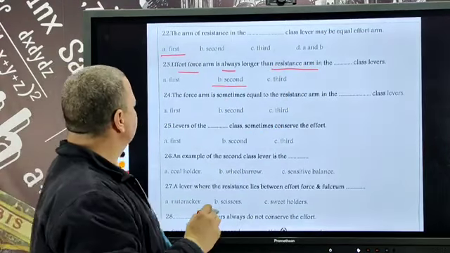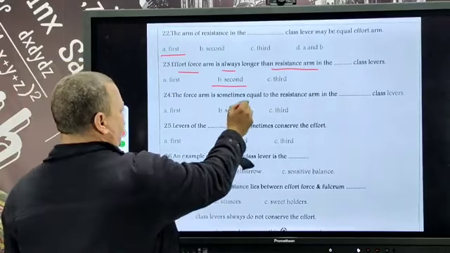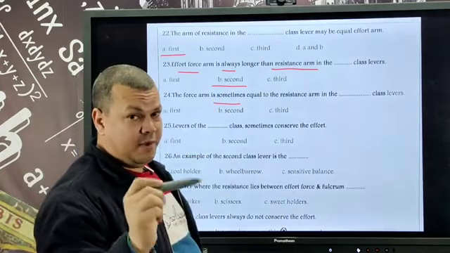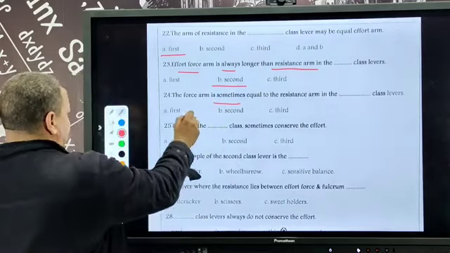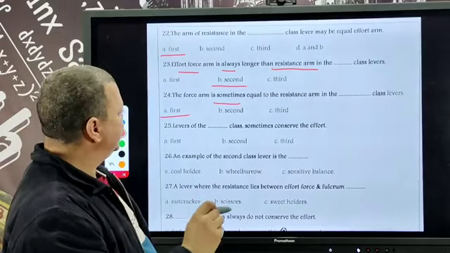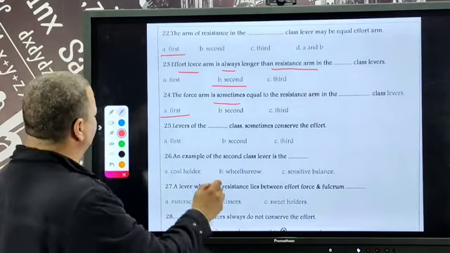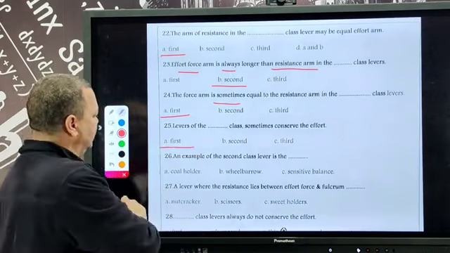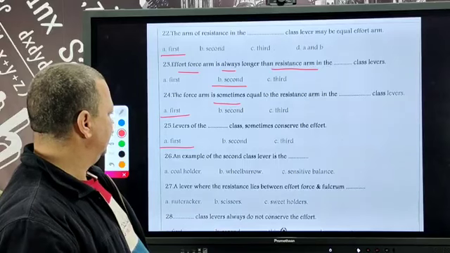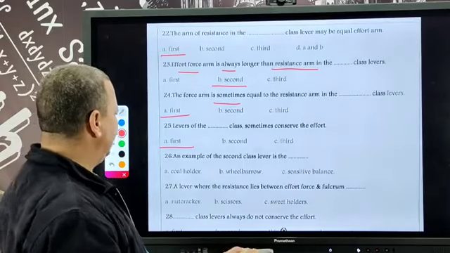24: the force arm that mean arm of force is sometimes equals to the resistance arm. بنلاقي كلمة sometimes أو maybe ده تلاقيها طبعا مع first class lever. 25: levers of the space class sometimes conserve effort. لسه بنقول sometimes بتنطبق على النوع الأول first. 26: an example of second class lever. example second class lever طبعا بنلاقيها مين؟ بنلاقيها الويل بارو.